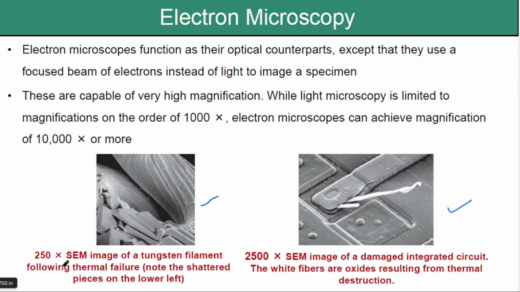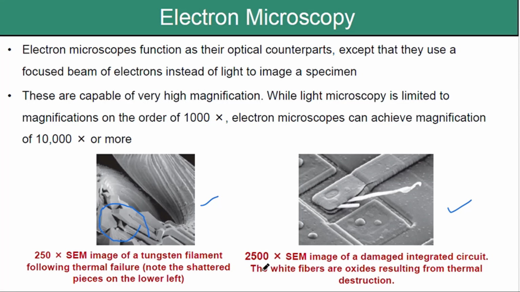See, these are examples of electron microscopy. A 250 times magnified image of a tungsten filament following thermal failure. See this part, all these pieces, there exists thermal failure. Imagine a small tungsten filament, how small it is. But if you magnify it 250 times using electron microscopy, yes, you get the details of that failure, even for that small filament.